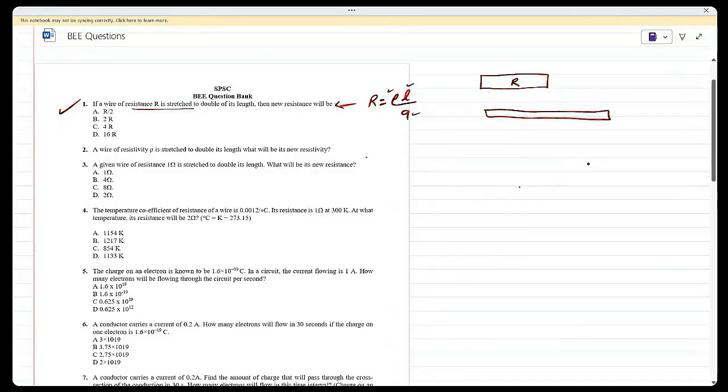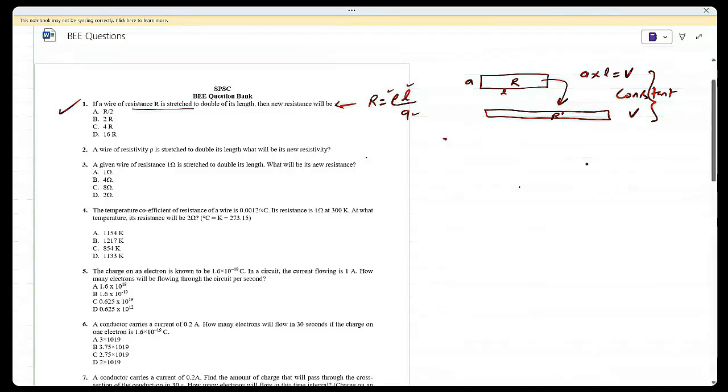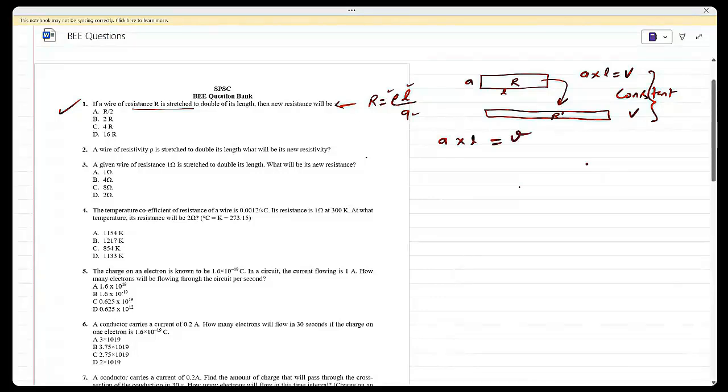Its new resistance will be, let's say, R dash, and the stretched wire looks like this. Then what will be the resistance? You can see area into length is equal to volume, and the volume of the wire is constant in both cases. In the previous case, when the wire was not stretched, the cross-sectional area is A and its length is L. In the new case, the new area and new length must satisfy A L equal to A dash into L dash.